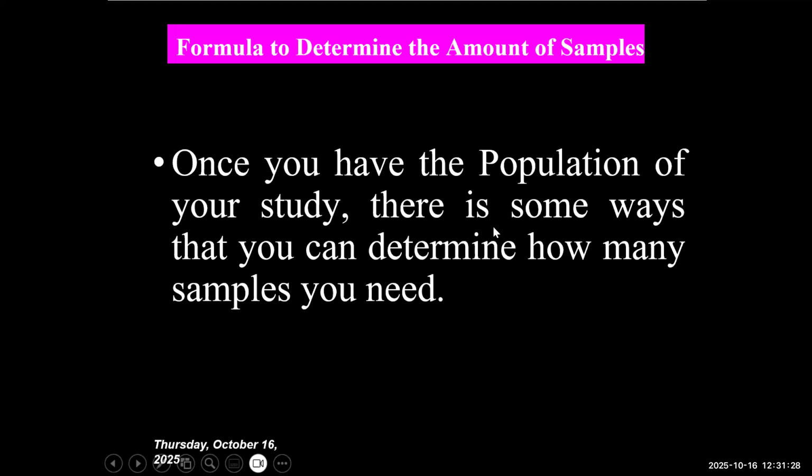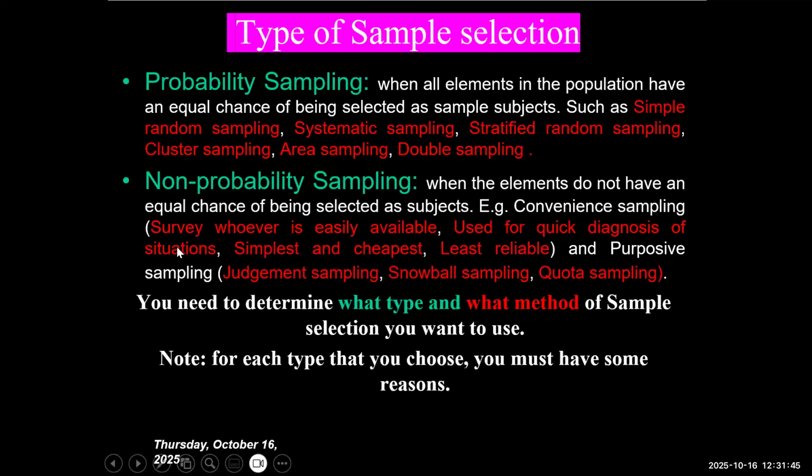Okay, so now we have so many different ways that we can use to determine the sample size. So it's a formula to determine the amount of samples. Once you have the population of your study, there's some way that you can determine how many samples that you need. Let me see if it's on the next slide. Other than that, I have to explain further.